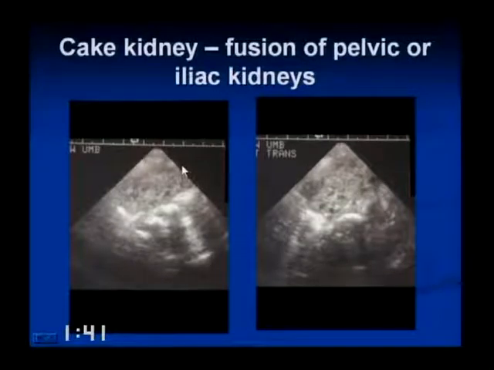If we do look at the kidney on the right-sided image, it looks more like a lump. And this is a fusion of pelvic or iliac kidneys. And this is either called a cake kidney, and some people do call it a lump kidney.